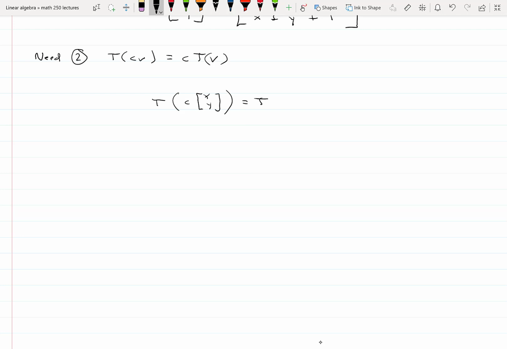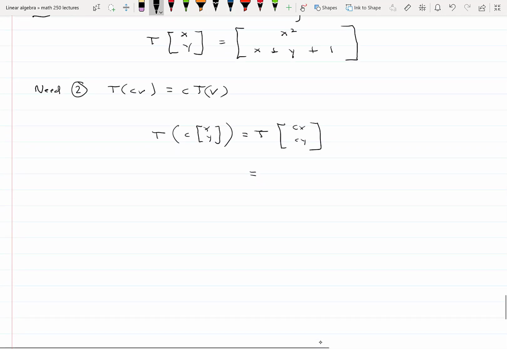Well, C times a vector is nothing more than the column vector whose components are Cx and Cy. And what does the transformation do to that (Cx, Cy)? It turns it into (Cx) squared, and then Cx plus Cy plus 1. Well, let's see what we need to have the linear transformation turn C times (x, y) into.